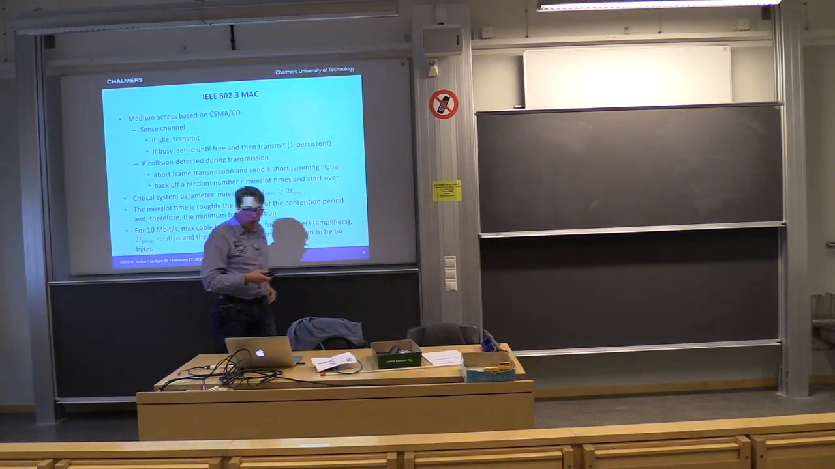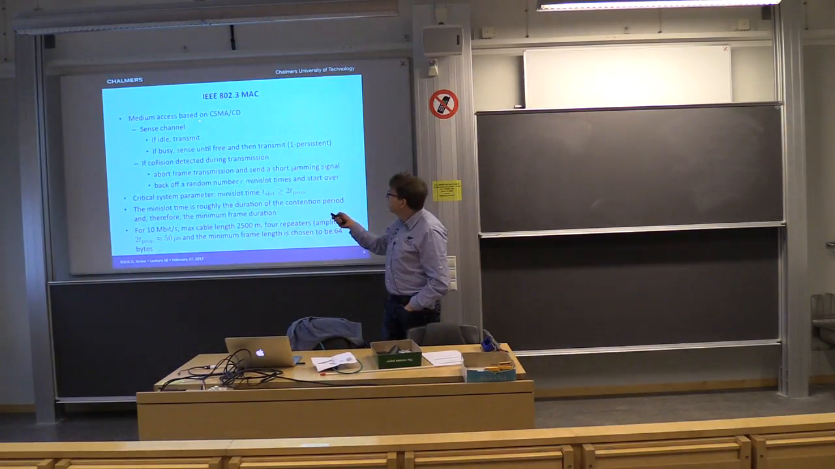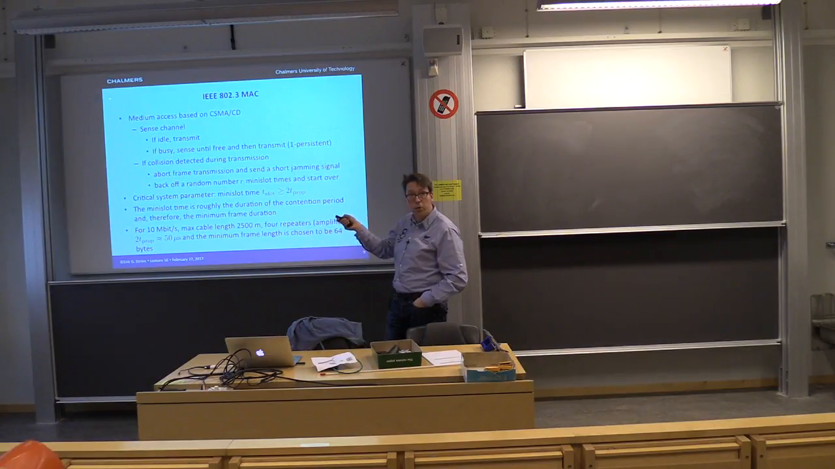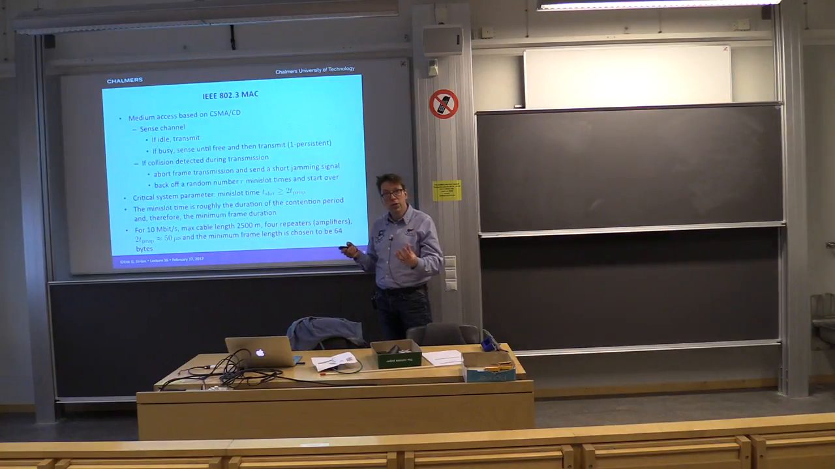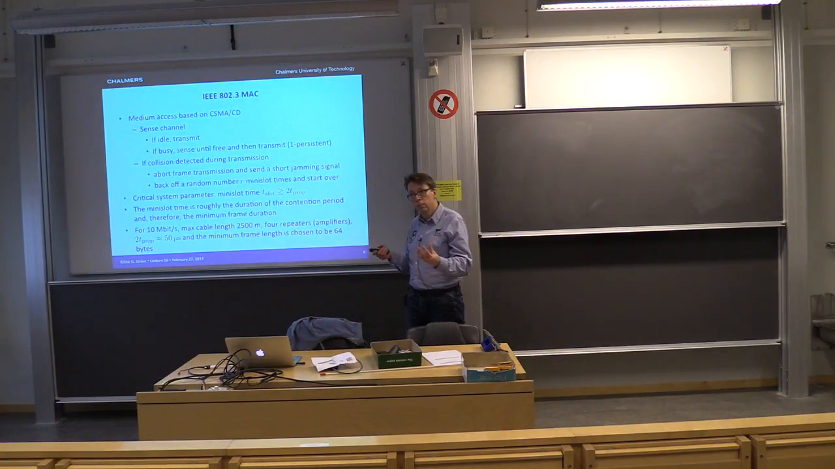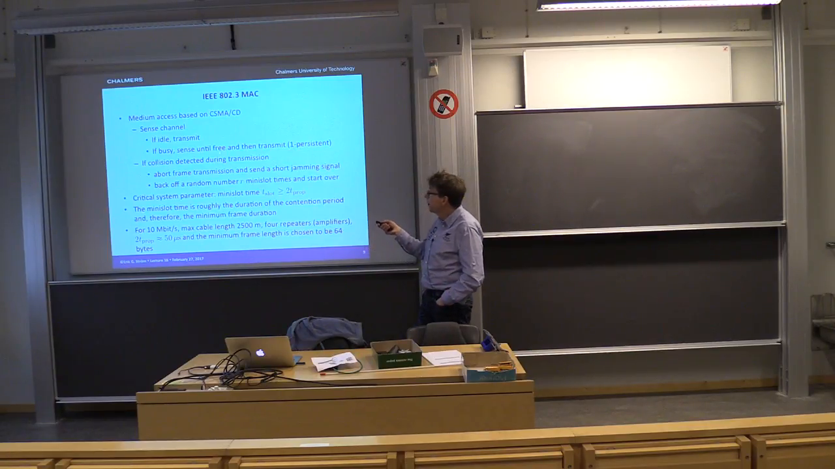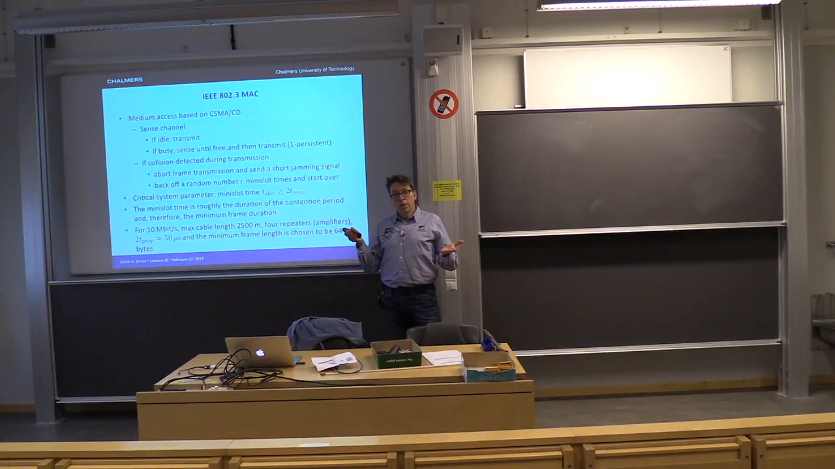So here it makes total sense to use carrier sense multiple access with collision detection. So again, what do we do? We sense the channel. If idle, we transmit. If busy, we sense until it's free, and then we transmit. So here we're using persistent CSMA, or 1-persistent CSMA. Now, if a collision is detected, what to do then? Then we should try again at some other time.